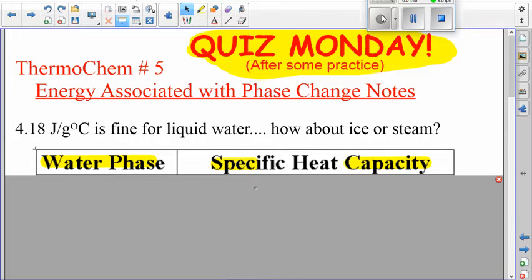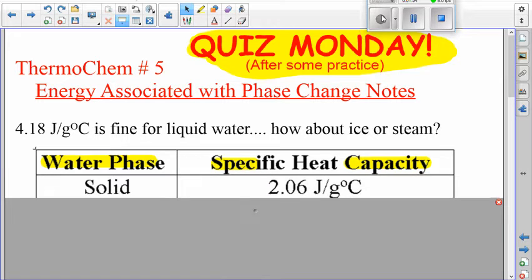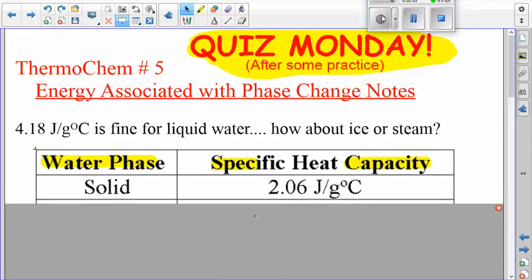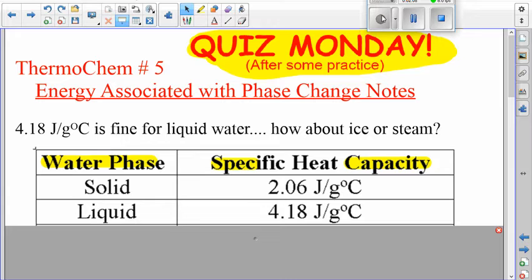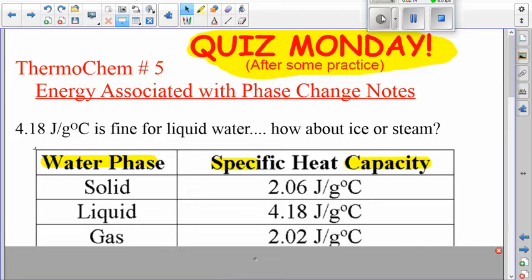So to change 1 gram of water 1 degree Celsius, you toss in 4.18 joules. To do the same thing with ice, you only need to throw in 2.06 joules. I would write this down because it will be useful later on in your notes. You do not have to memorize that number, but I would write it down. Liquid water is the 4.18 that we're familiar with. And gaseous water is actually 2.02, slightly lower than the ice. And again, these 2 numbers right here, you do not have to memorize. I'll always provide them to you when you need them. But I would write them down right now because it'll be useful in your notes.